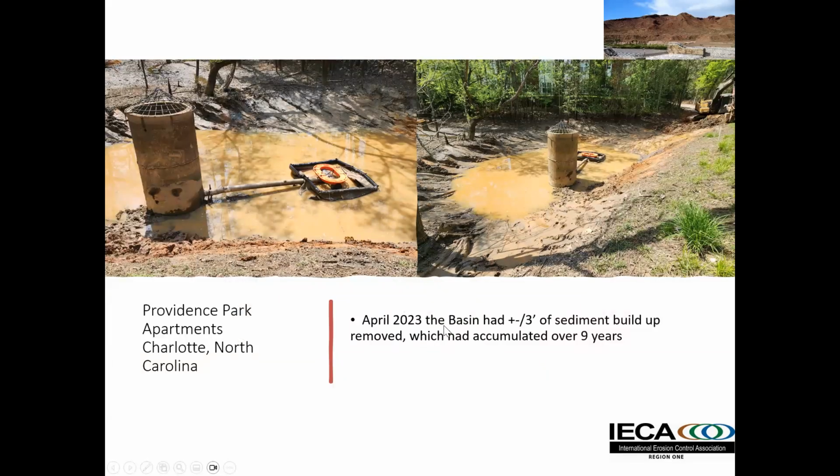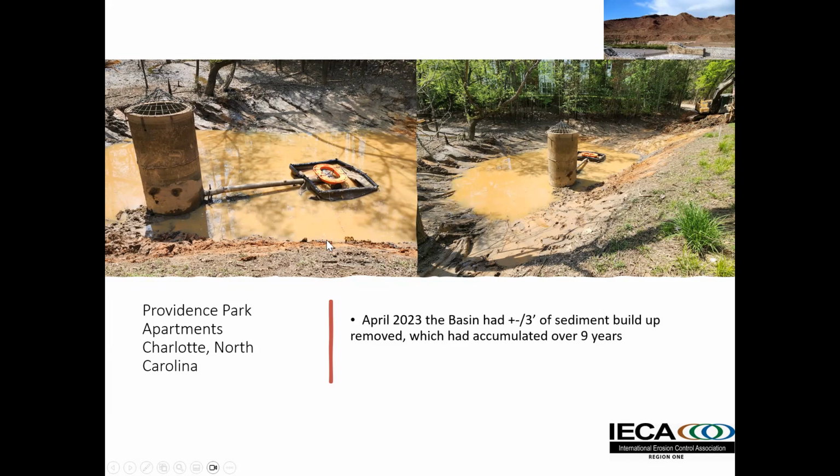April 2023, the basin had accumulated about 3 feet of sediment buildup over the previous 9 years. That's what basins are supposed to do, right? That's how we provide water quality. We trap the sediment in the basin. So you can see here, had a contractor come in, you can see the trackhoe here in the top right, dug out the area around the basin to provide more sediment storage, reinstalled the skimmer and the debris guard, and it continues to work very well today.